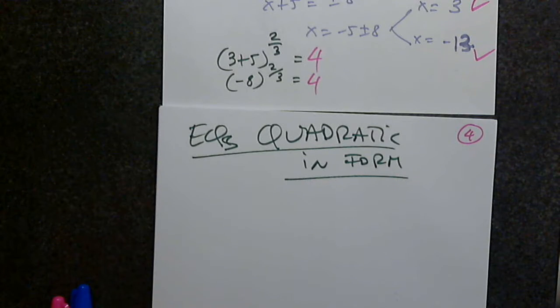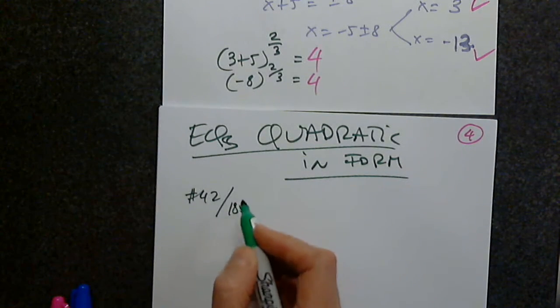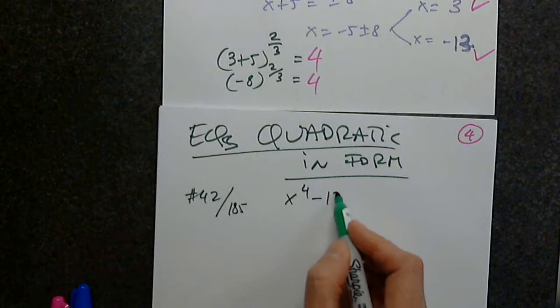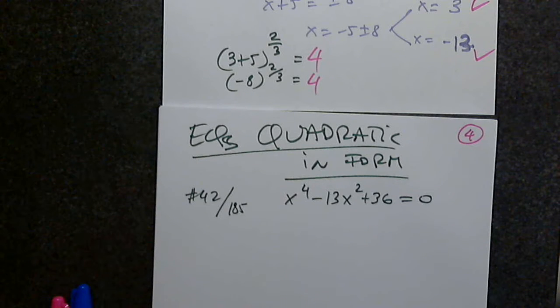Okay, so let's start with number 42, same page, 185. x to the 4th minus 13x squared plus 36 equals 0. And you should say right away, what are you talking about here? This is a polynomial equation. And the degree is? 4. Right. So how many solutions will you get? 4. Always 4. So if it's degree 4, 4 solutions. True, but I can't factor this.